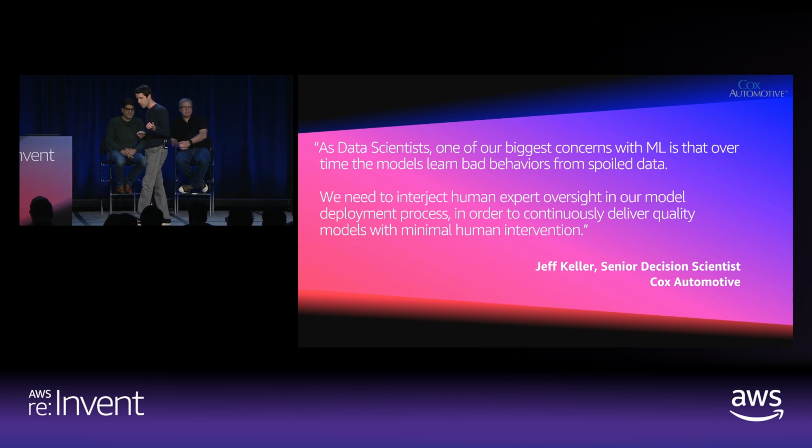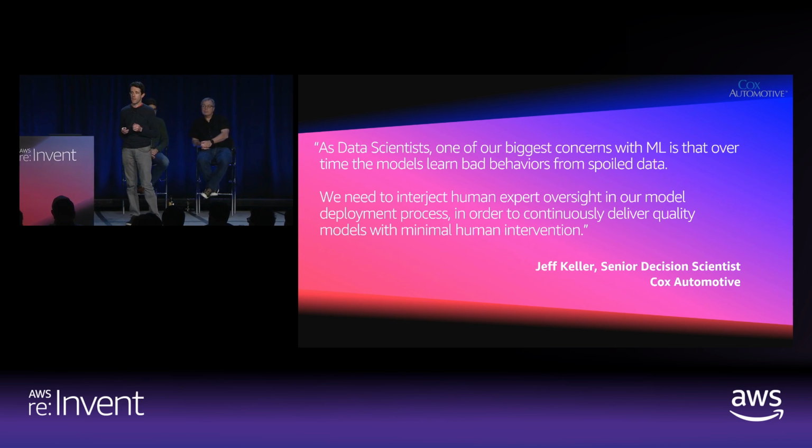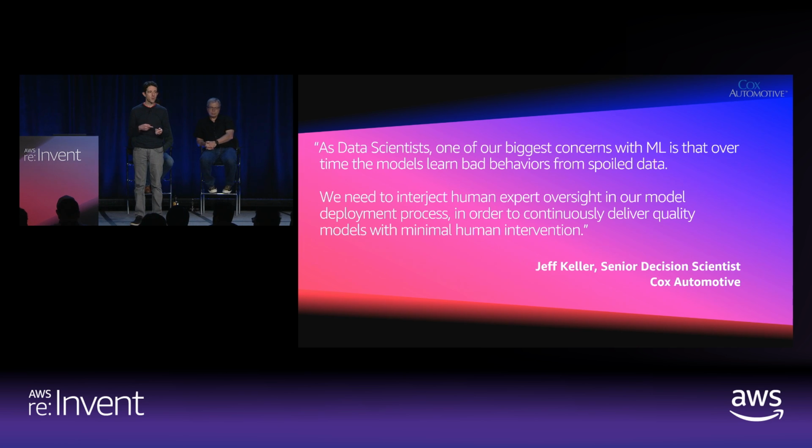Jeff's concern was that the underlying data that the model is being retrained on is going to change over time. And because we're one step removed from that data being updated, we don't always see changes in the patterns, and that could lead to either bias being introduced to the prediction model or unintended consequences that we didn't set out to create in the first place.